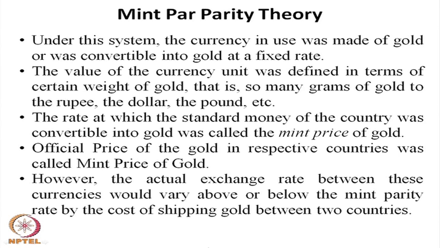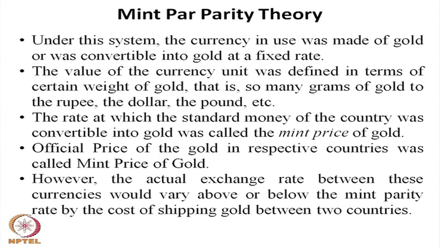The rate at which the standard of money of the country was converted into gold was called the mint price of gold, because the country developed its monetary standard on the basis of an amount of gold. How much gold coin was equivalent to the respective currency was decided by the respective country. The official price of gold in a country was called the mint price of gold. The mint price may differ from country to country, because, as I mentioned, the underlying asset on which the monetary standard was developed is gold.